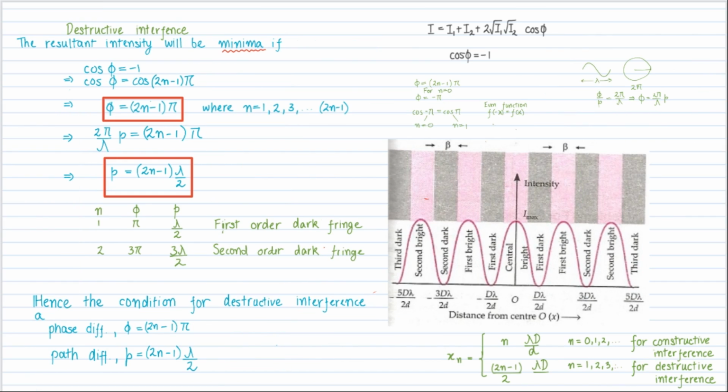The next condition we have discussed is for destructive interference. For destructive interference, the phase difference should be an odd multiple of pi and the path difference should be an odd multiple of lambda by 2. If these two conditions are satisfied, then on your screen you will observe the minima, or the dark fringe.